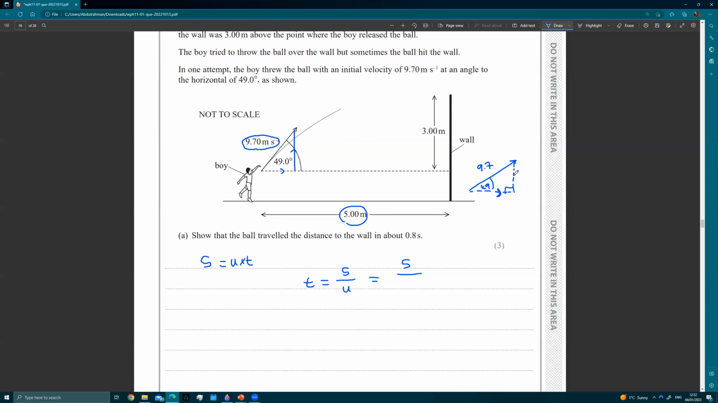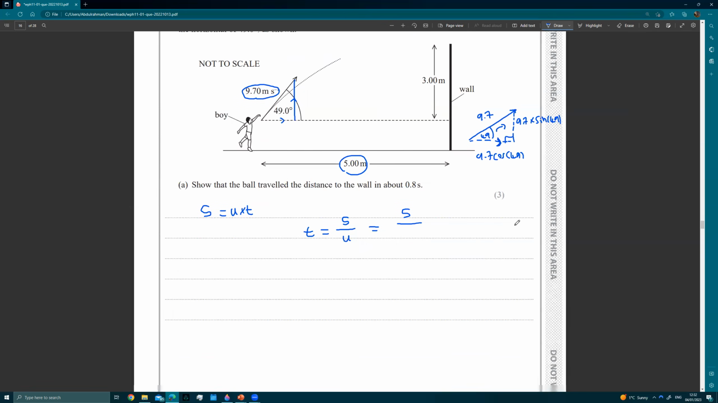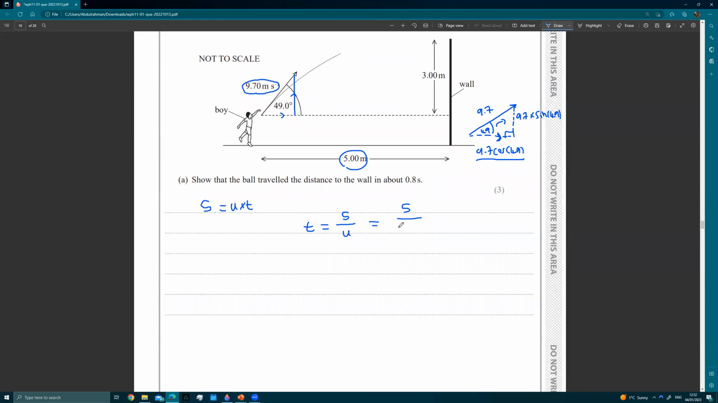horizontal component. And for any right angle triangle where you know the hypotenuse and you know the angle, the side opposite the angle is just the hypotenuse multiplied by sine the angle. So 9.7 times sine 49. And this is just going to be 9.7 times cosine 49 because it's adjacent to the angle. Okay, so let's consider just the horizontal component, which is 9.7 cosine 49. What we get is 5 over 9.7 cosine 49.